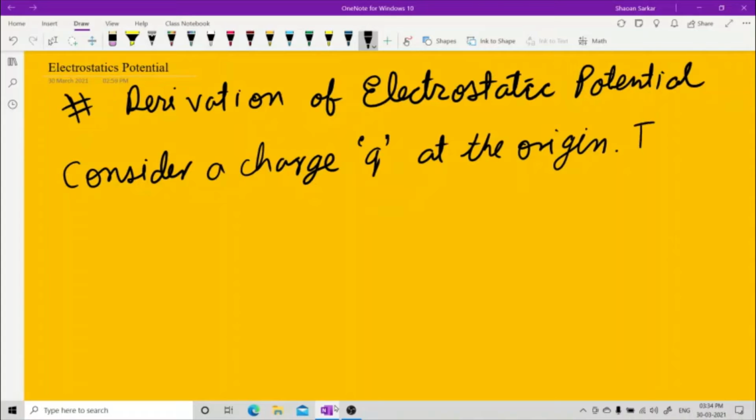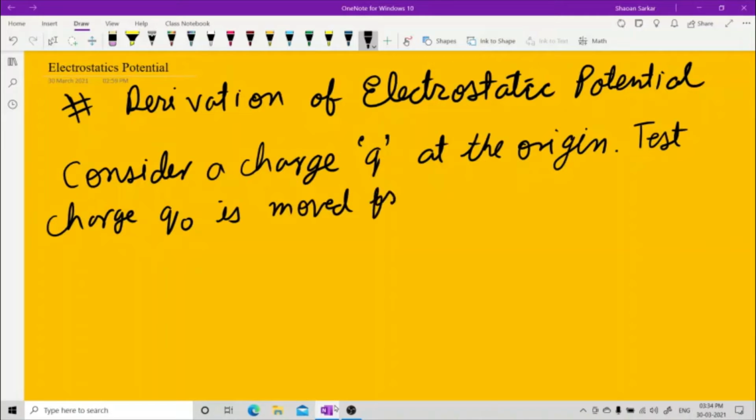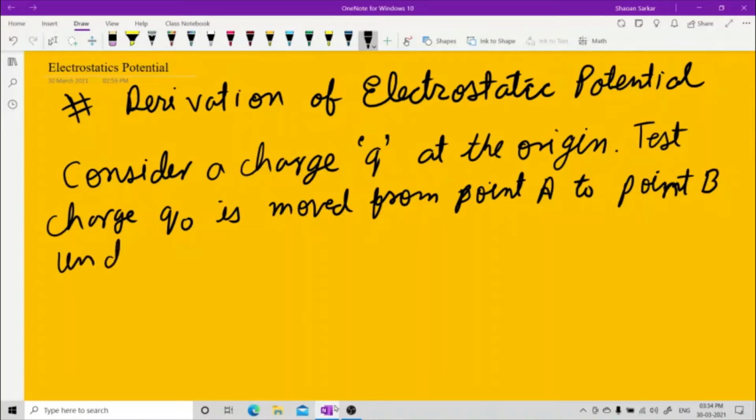Test charge Q naught is moved from point A to point B under the influence of charge Q.